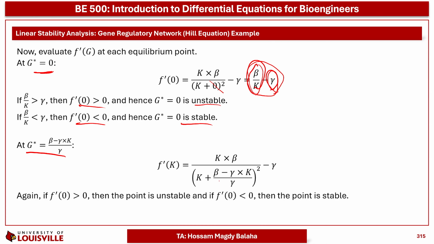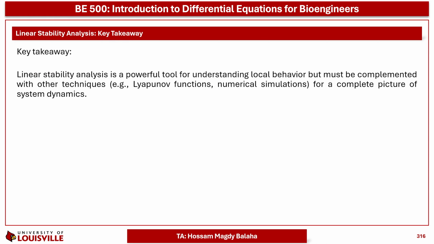Substitute in the equation. So the equilibrium point will be here to replace g. Now, again, you can simplify, and if the result is more than 0, then it's unstable, and otherwise it will be stable. So using linear stability analysis, the steps are simple. Find the equilibrium points, find the Jacobian matrix, and this means linearization. Evaluate each equilibrium point, and based on each equilibrium point, you can decide if it's stable or unstable. So the key takeaway for linear stability analysis is it's a powerful tool for understanding local behavior, but must be complemented with other techniques such as Lyapunov functions for a complete picture of the system dynamics.